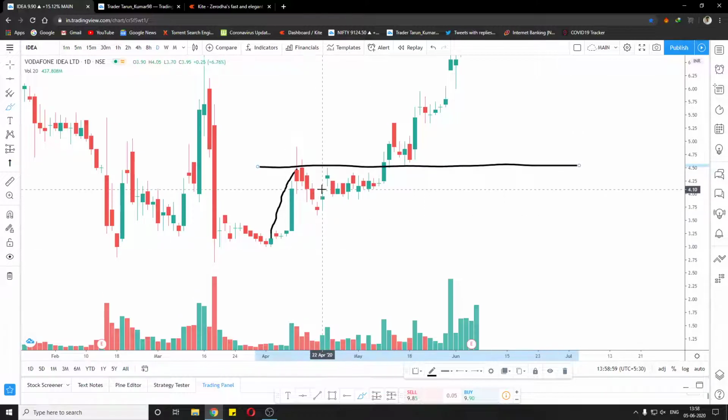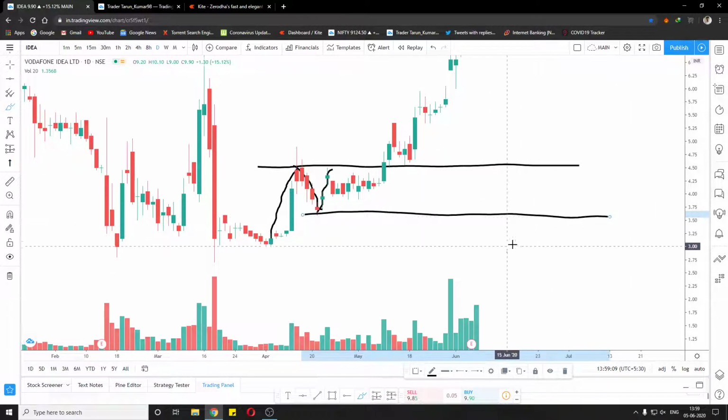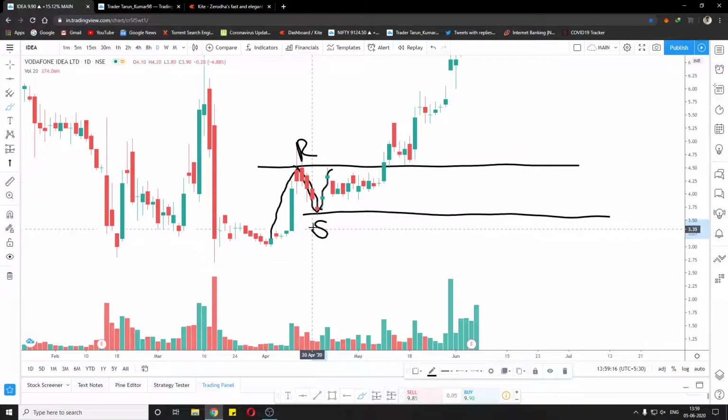Clear? Very clear. I think this concept is clear. The market came down till here and then moved up to the resistance. So this became support. I think this much concept is very, very clear by now. So this is resistance, then this became support.